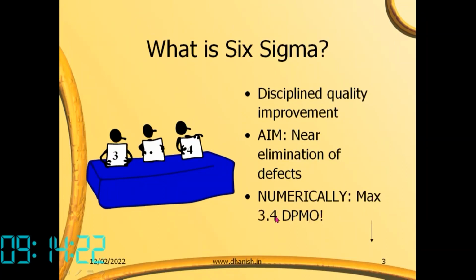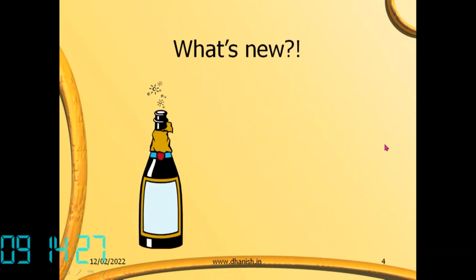But other people say 3.4 DPMO now. Okay, how do we get that? We are just seeing it briefly. So what is new in Six Sigma compared to other methodologies which were there earlier?